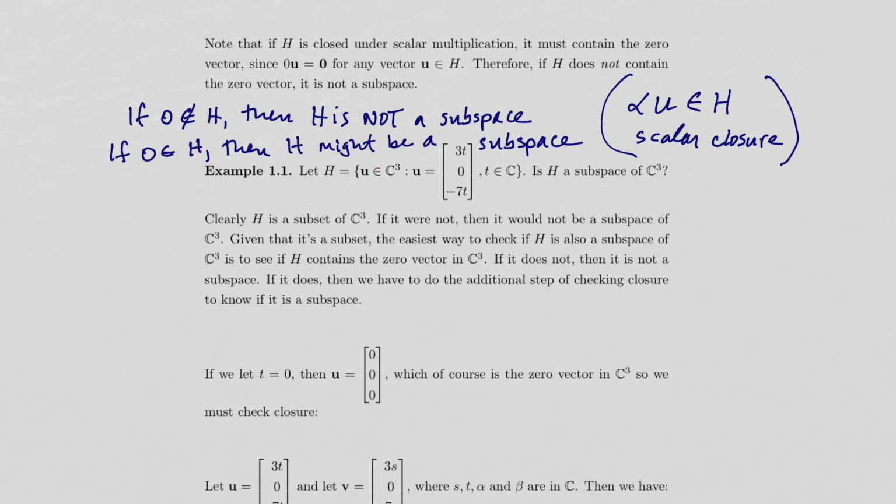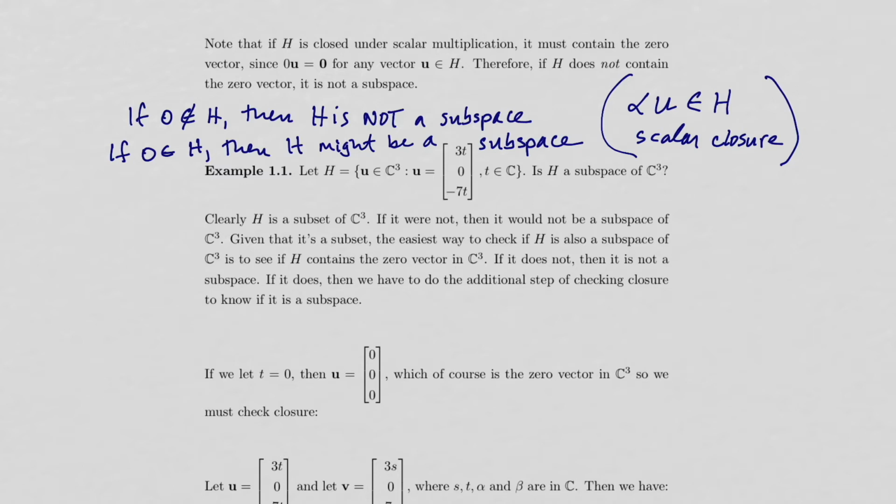In practice, we check to see if the 0 vector is in H. If it's not in there, we're done, and we say H is not a subspace. If it is in there, then we're not done. It might be a subspace, it might not be. We basically don't have any information. So we have to check to see if H is closed, according to the definition.